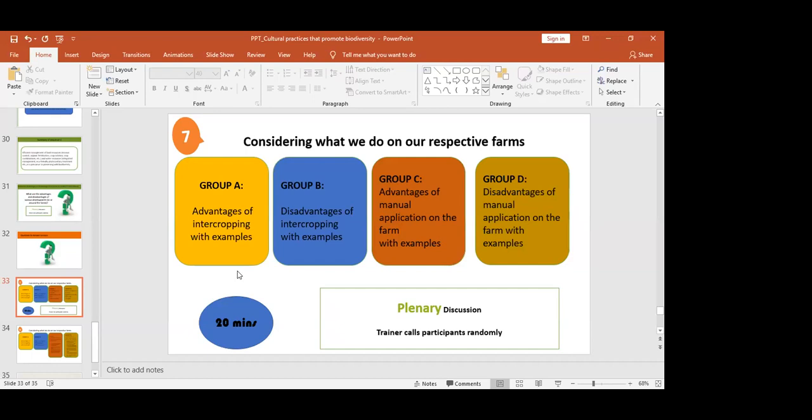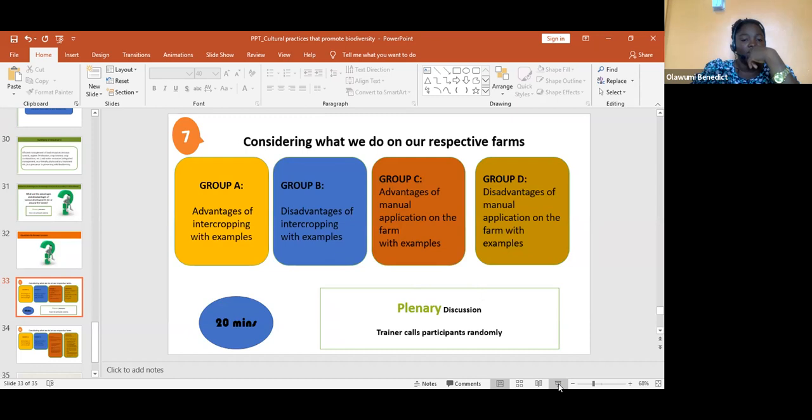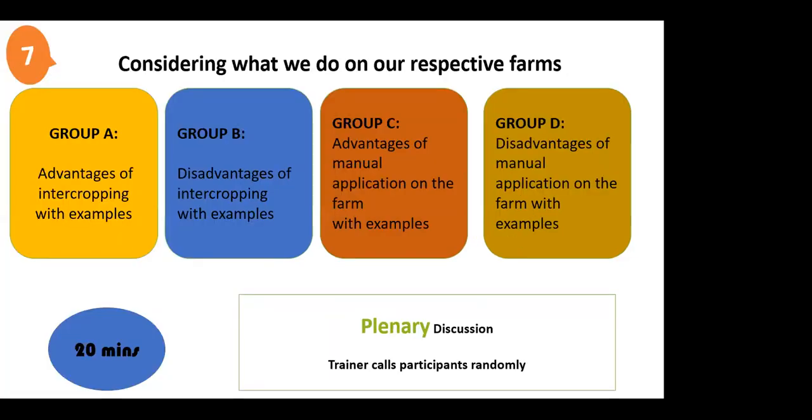I was in the group that was discussing the disadvantages of intercropping. Some of the issues that were highlighted were pest management. In a situation where you have different crops in the same plot, it's difficult to control pests because a particular crop might introduce a particular pest into the plot, and this will go ahead to feed on the crops generally. So this will definitely affect your yield.